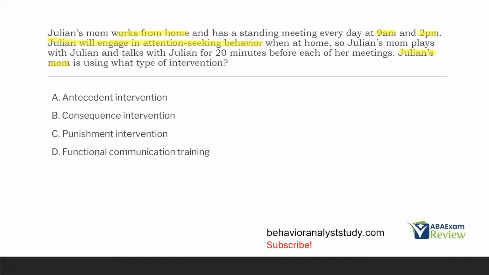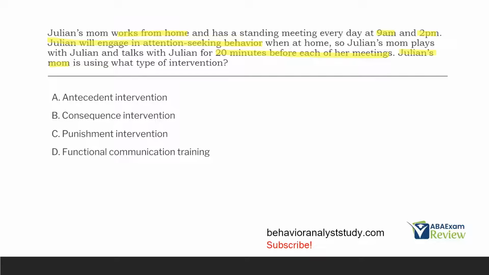So as soon as you hear attention-seeking behavior, I want you to start thinking, all right, how do we work with attention-seeking behavior? Well, a very common way is non-contingent reinforcement, which is an antecedent intervention. We give the attention ahead of time to try and decrease the motivation to gain it later on. And it seems like that's what Julian's mom is doing, because she's playing with Julian and talking with Julian 20 minutes before each of her meetings. There's no contingency in place.